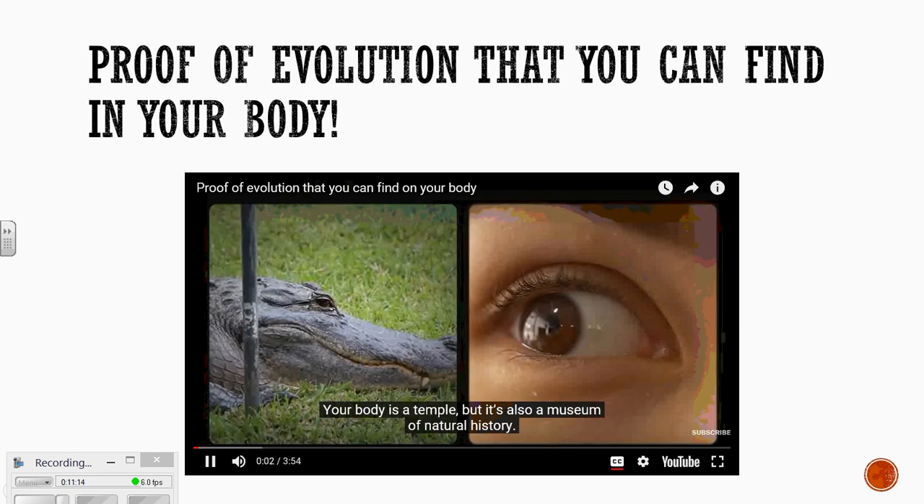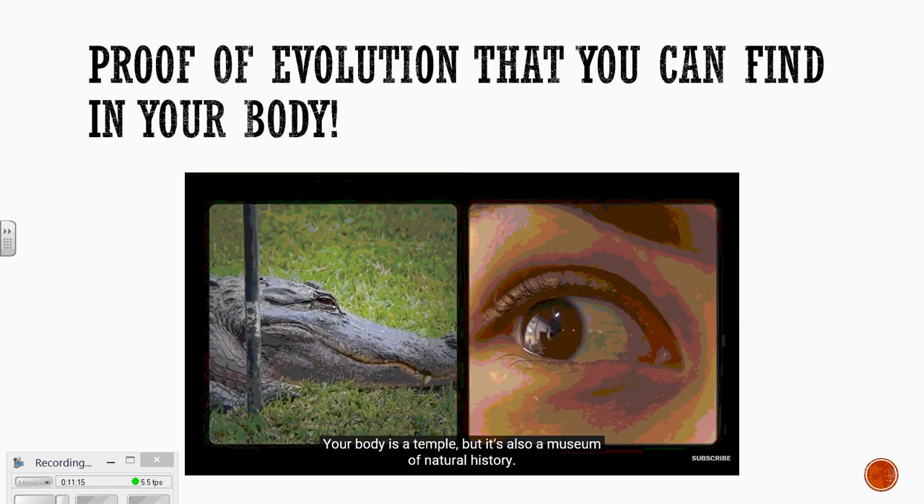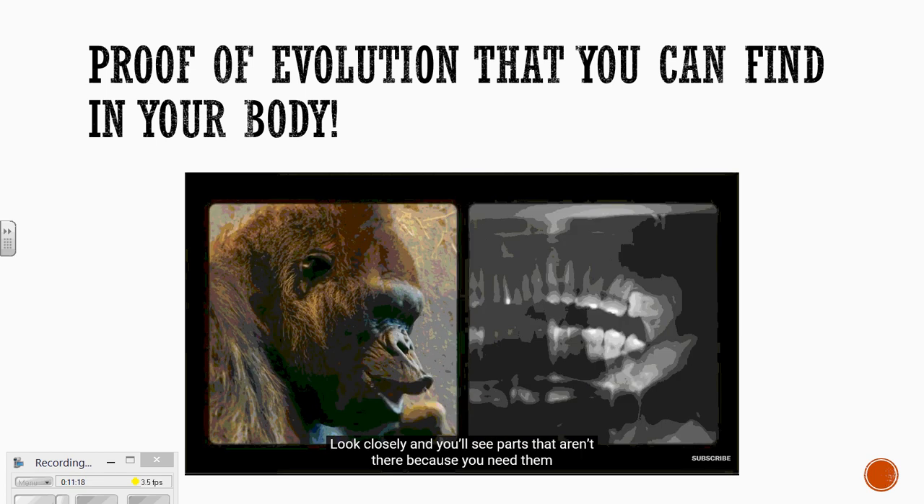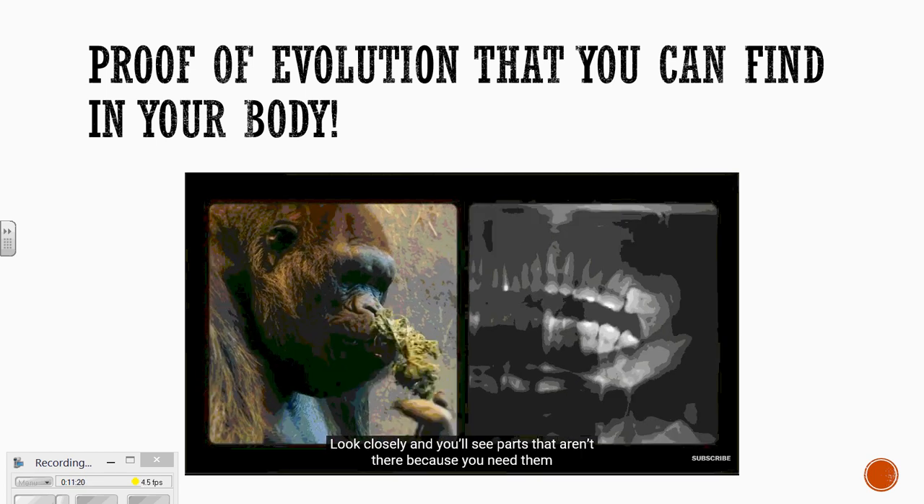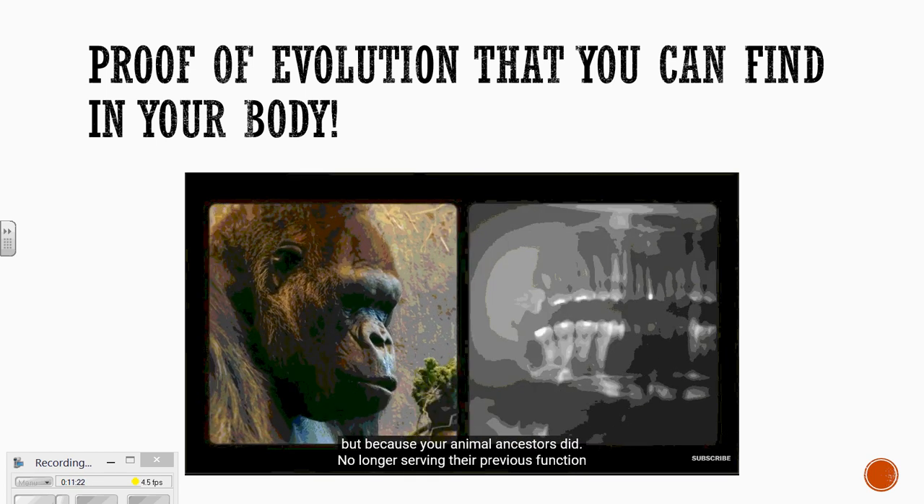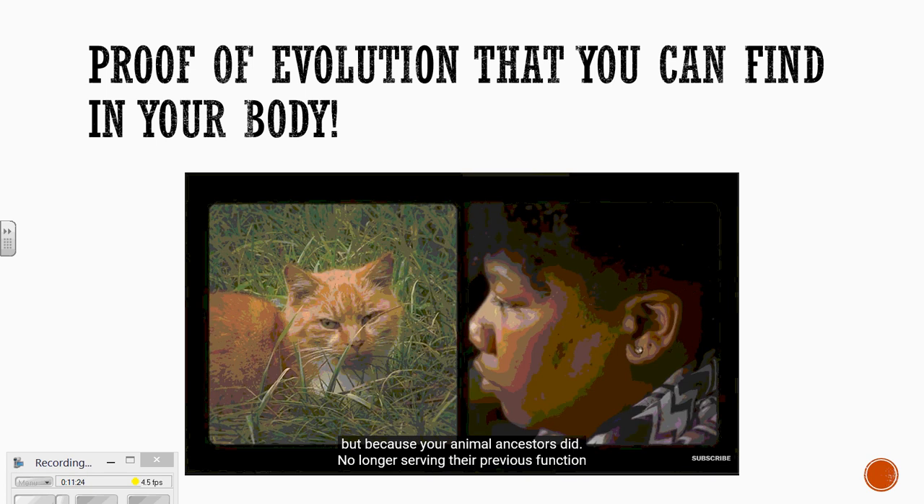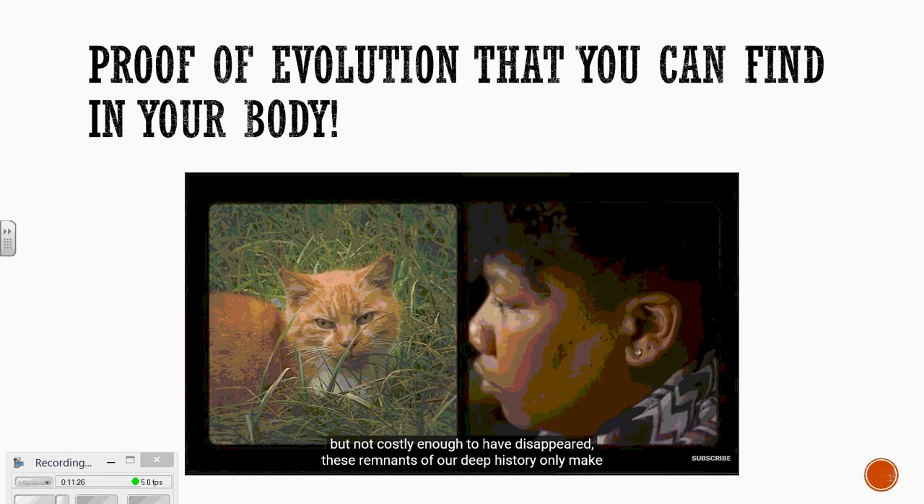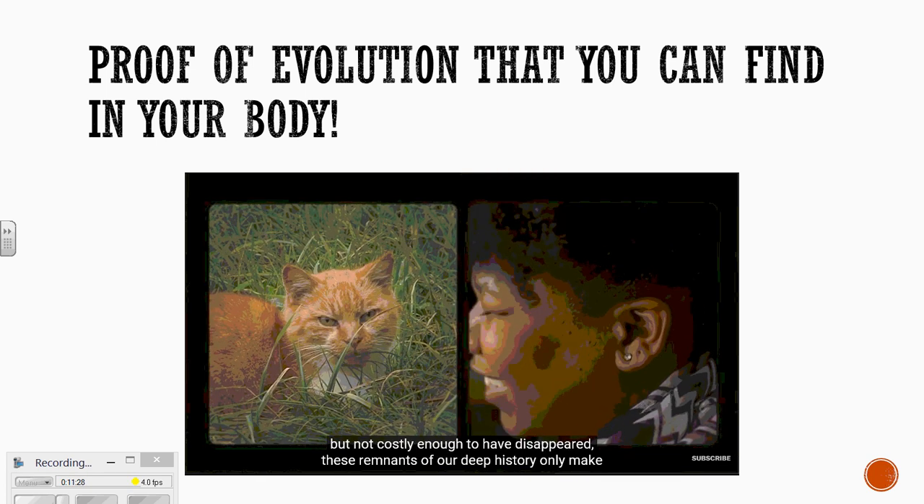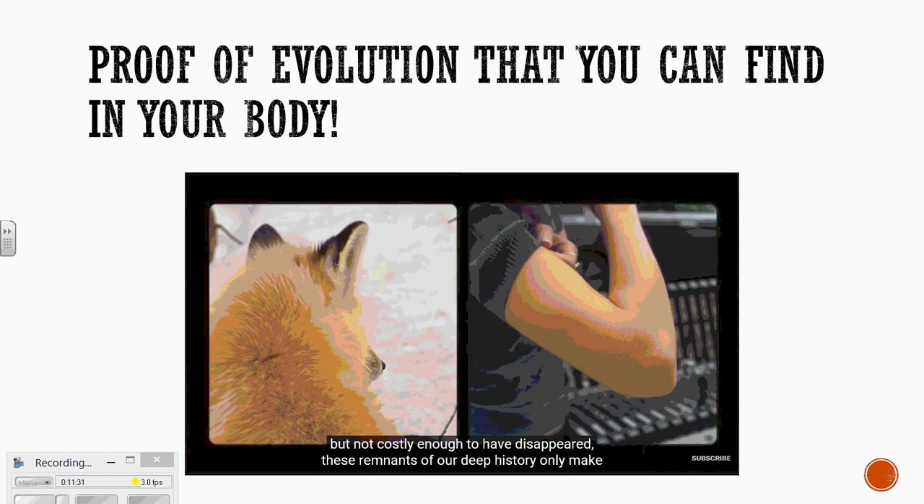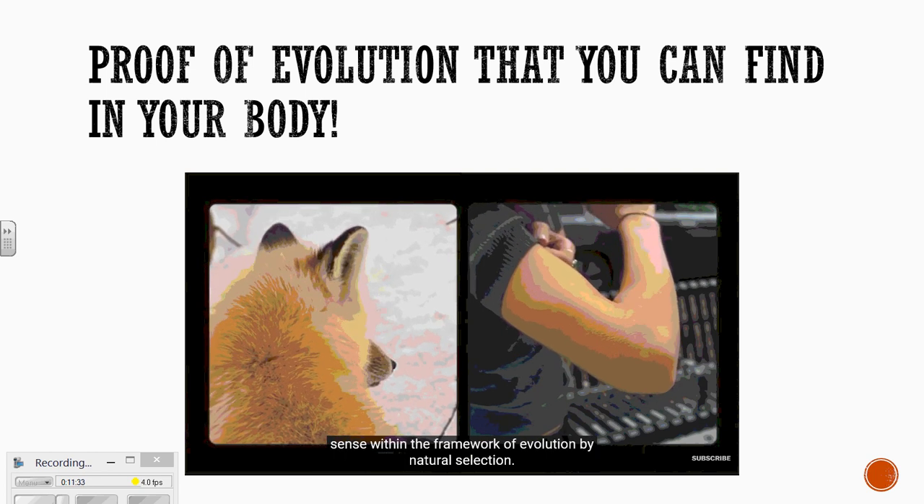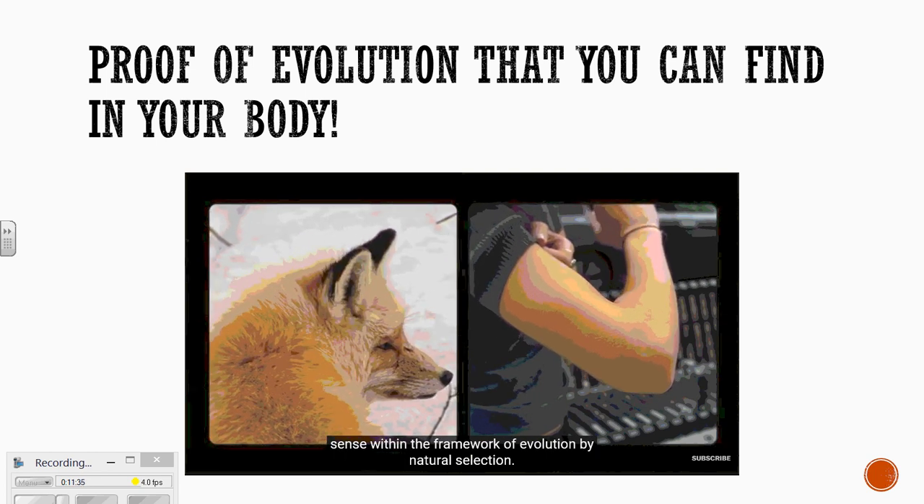Your body is a temple, but it's also a museum of natural history. Look closely and you'll see parts that aren't there because you need them, but because your animal ancestors did. No longer serving their previous function, but not costly enough to have disappeared. These remnants of our deep history only make sense within the framework of evolution by natural selection.